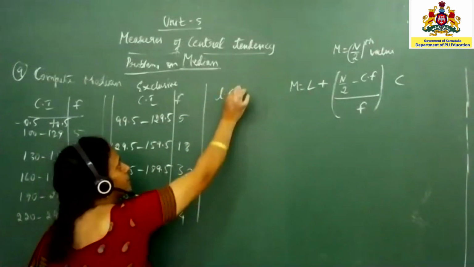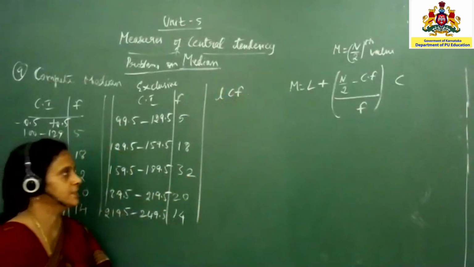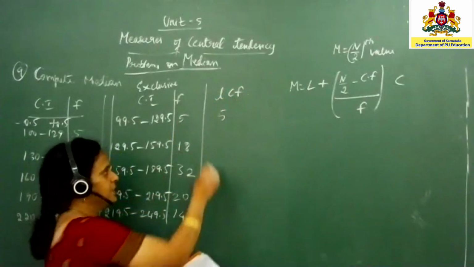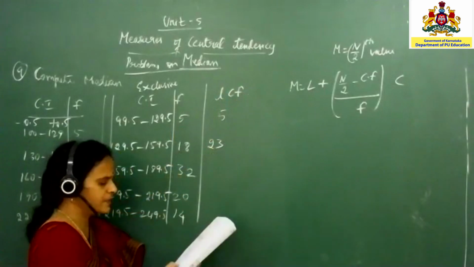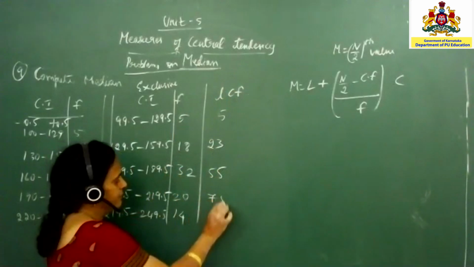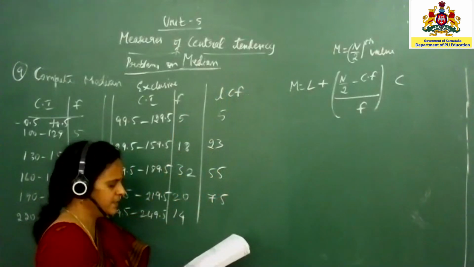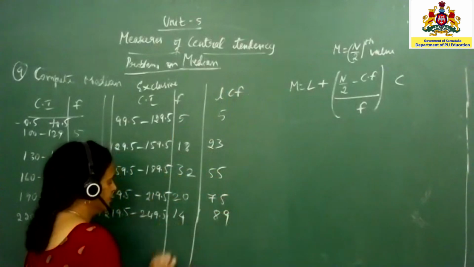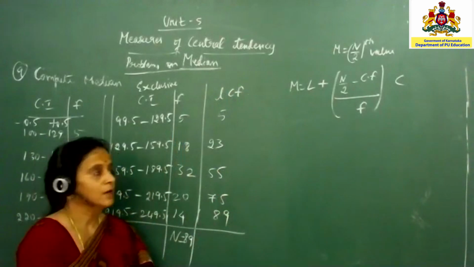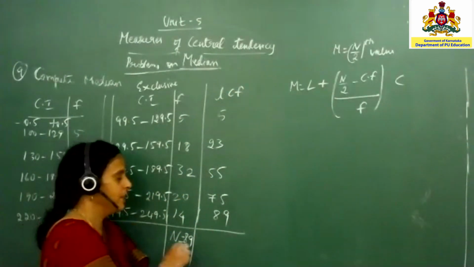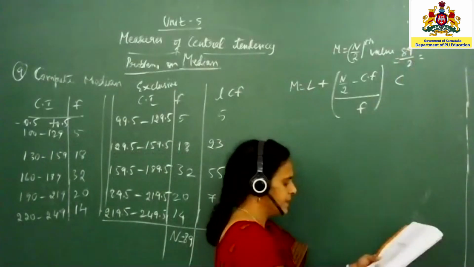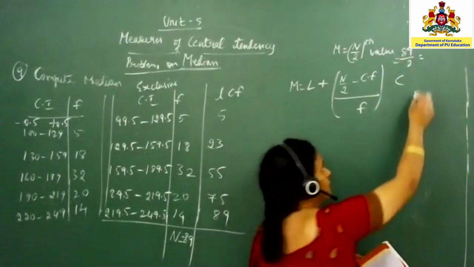Next, as usual, I have to get the less than cumulative frequencies. The first frequency is 5 as it is. 5 plus 18 gives 23. I'll write the answers directly: 23 plus 32 is 55, 55 plus 20 is 75, and 75 plus 14 is 89. So here n is 89. Next we need n by 2. n is 89, so 89 by 2 gives 44.5.